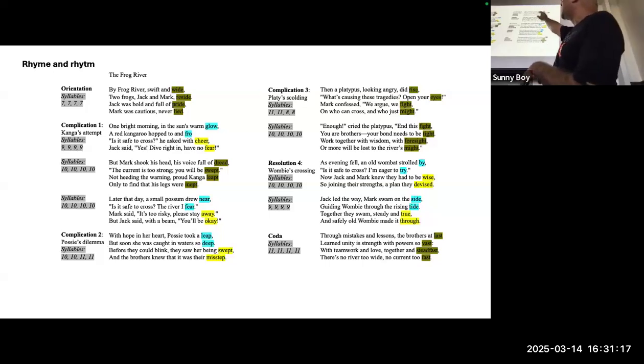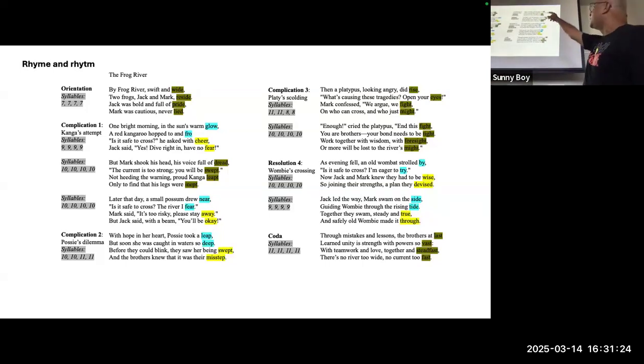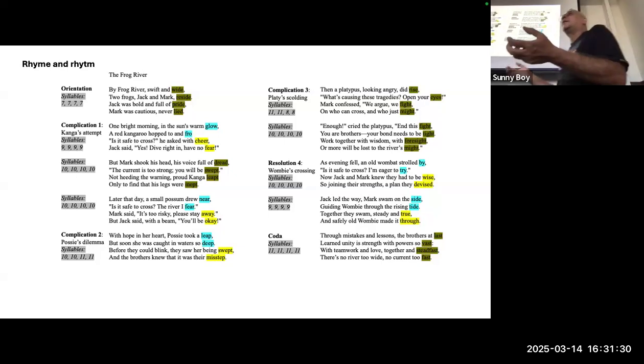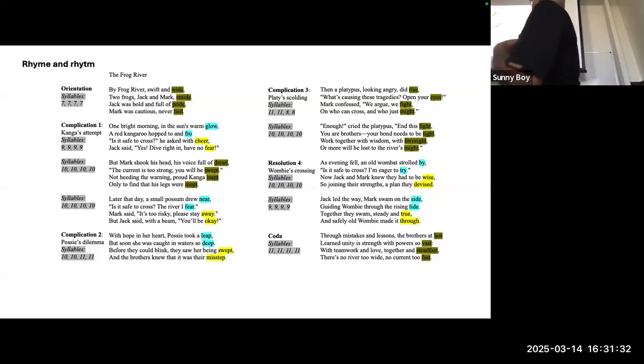This is one of the longest set of syllables, and that's because the platypus is angry and he's got something to say. And notice that shifts very quickly to 8-8, where Mark confesses and Mark realizes the guilt, and there's not a lot that Mark wants to say now because he's feeling guilty.